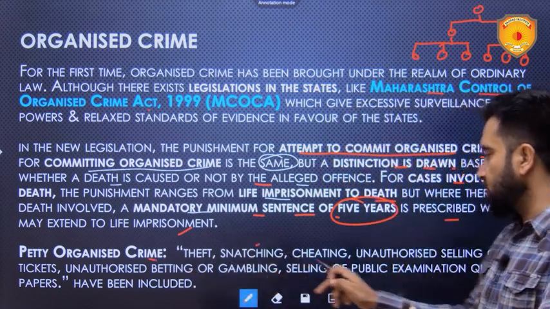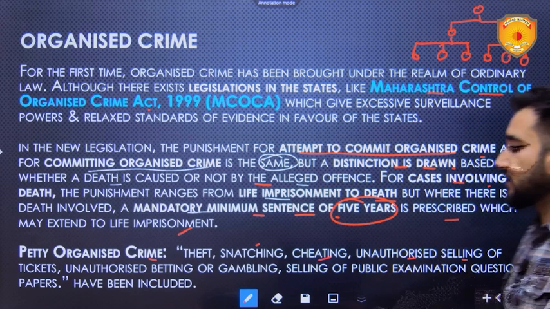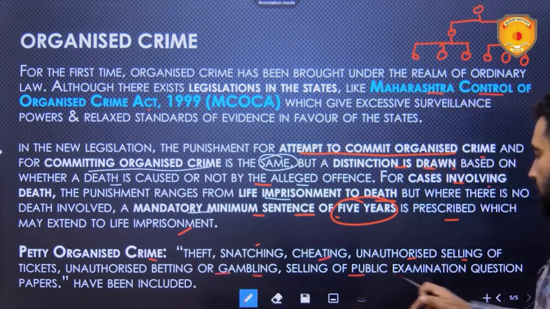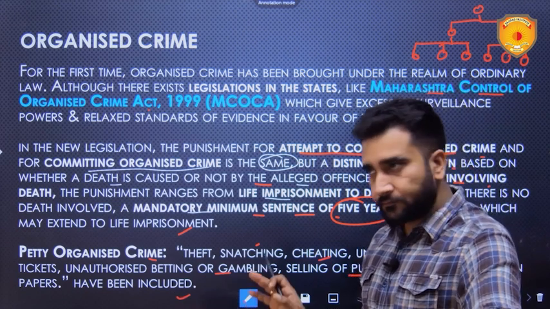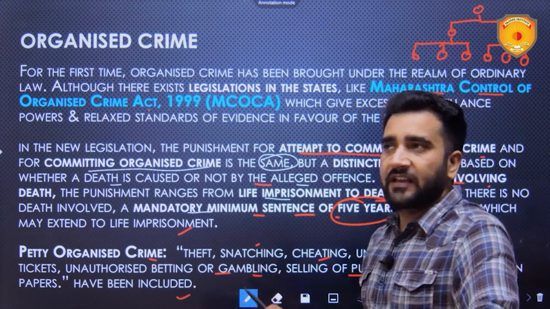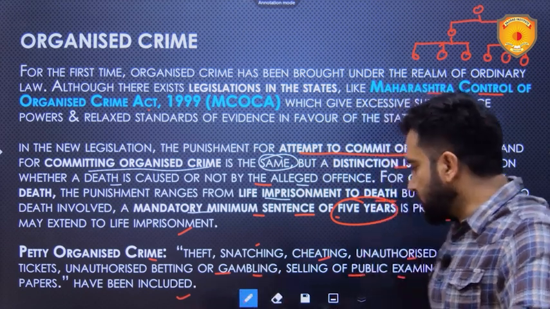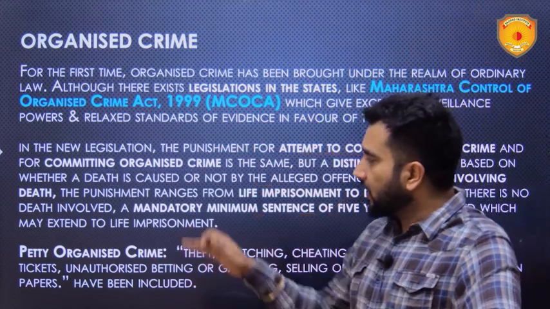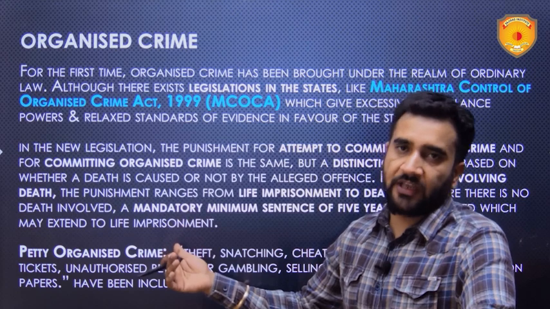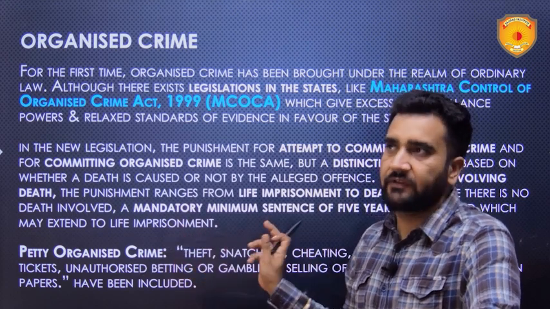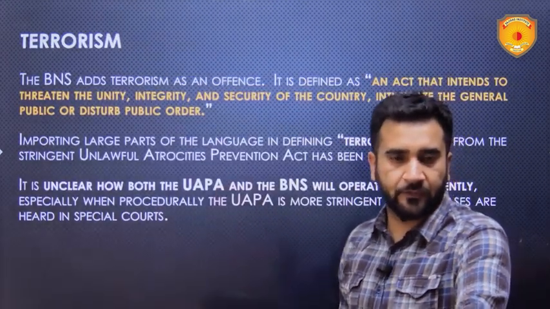Petty organized crime have also been included. Theft, snatching, cheating, unauthorized selling of tickets, unauthorized betting or gambling, selling of public examination question papers have been included as well. So these are categorized as petty organized crimes. So they will also be penalized. But yes, the punishments for petty organized crimes will not be at par with the organized crimes which have been mentioned over here, that is 5 years or can be extended to life imprisonment.